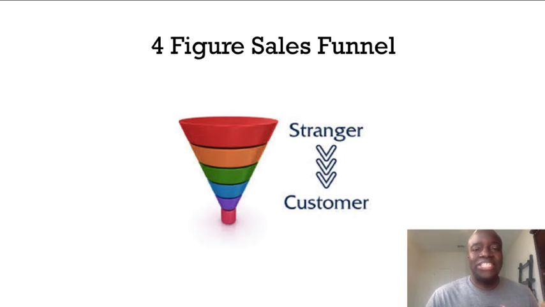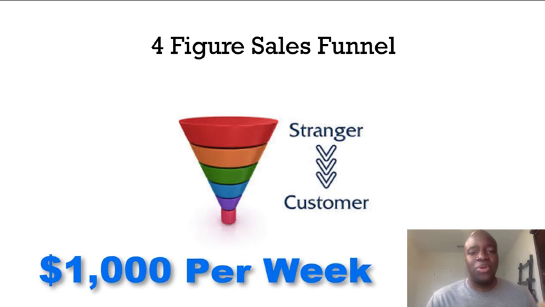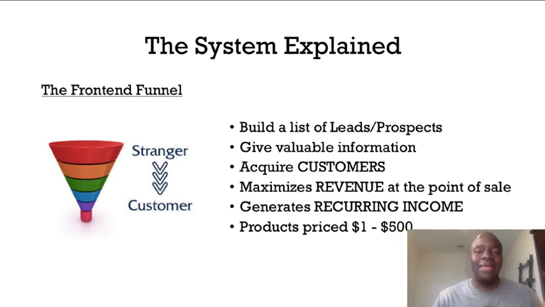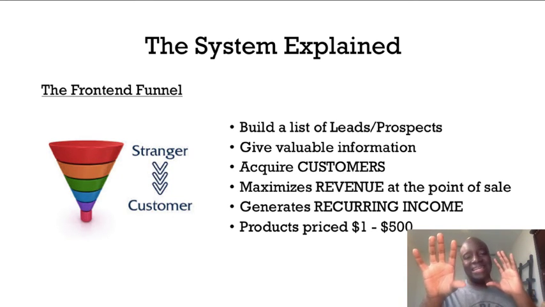All right, guys, so let's go ahead and jump right into this video. And what we're going to be discussing today is how you can actually create a four-figure sales funnel, and that is a sales funnel that can generate you a minimum of at least $1,000 per day. So we're going to be walking you through the actual steps of what you need to have in place in order to make that possible. So when you look at a sales funnel, there's actually two different parts, right? So there's a front end sales funnel and then there's a back end sales funnel.